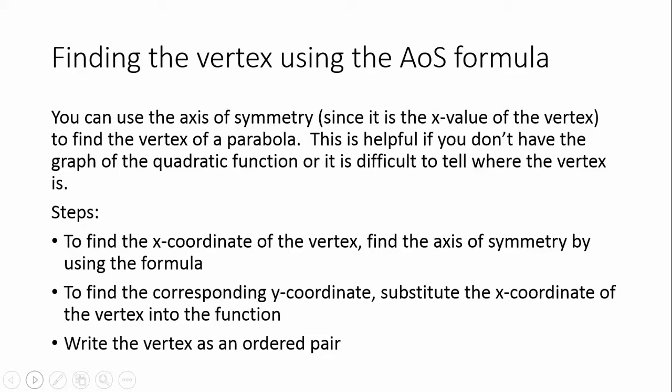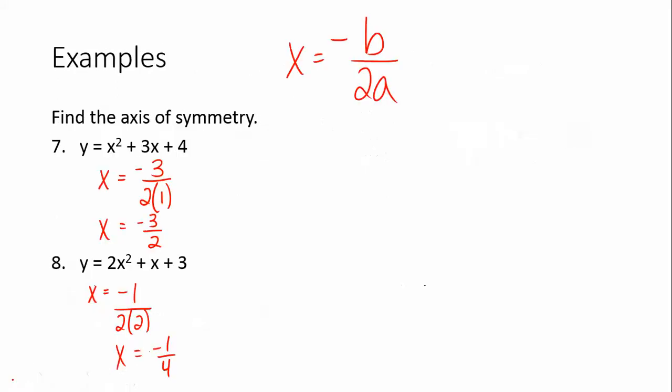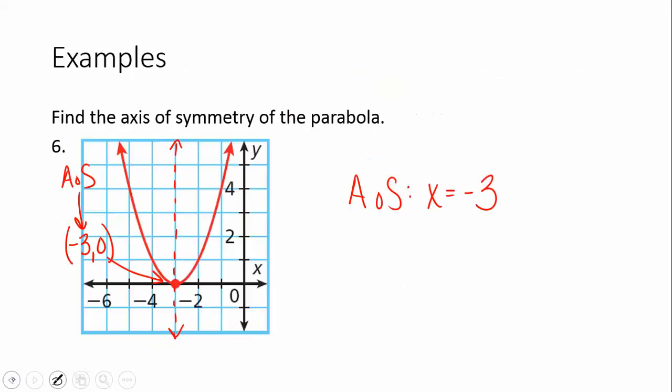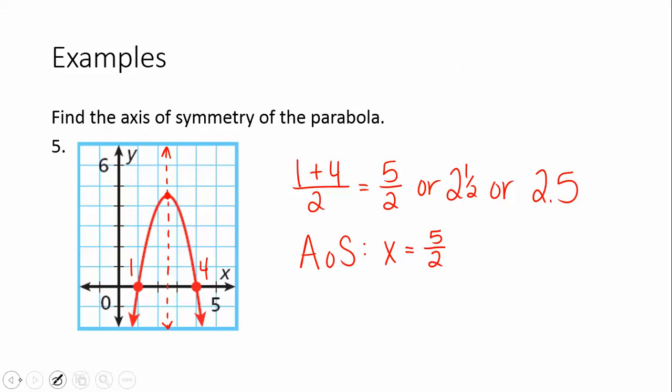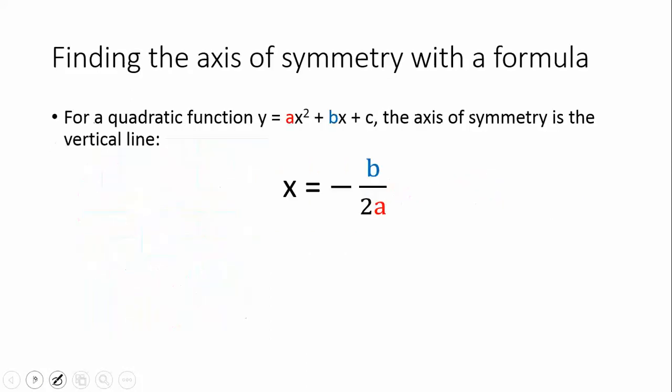Remember, the axis of symmetry is the x value of the vertex, and that's going to help us find the vertex of the parabola. And again, it's helpful if you don't have a graph of the quadratic function, or if it's difficult to tell, like in example 5. This one was difficult to tell where that vertex exactly was, so we could have used the formula for axis of symmetry plus another piece of information to help us find it.